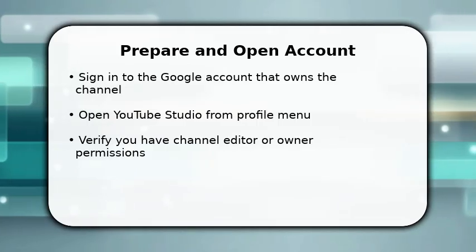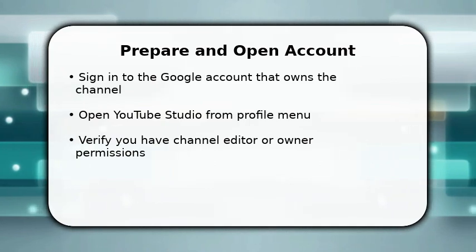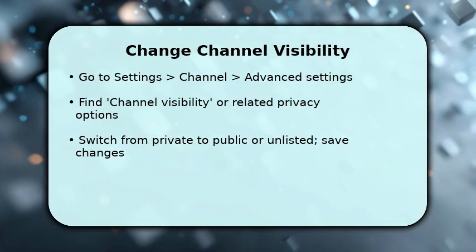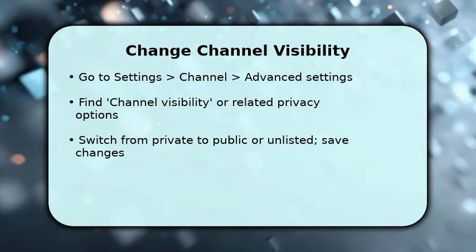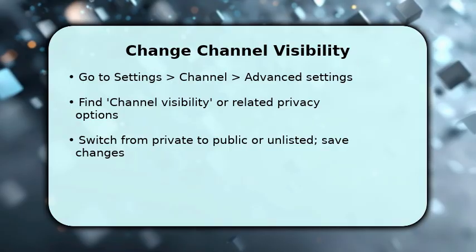Now that Studio is open and permissions are confirmed, move to the Channel Settings panel to update privacy. Within YouTube Studio, click Settings, then Channel, then Advanced Settings to expose visibility controls. This is where privacy is controlled.